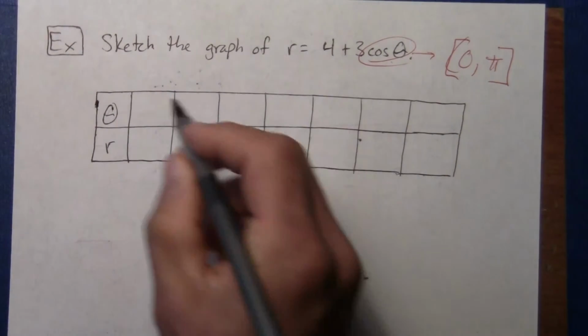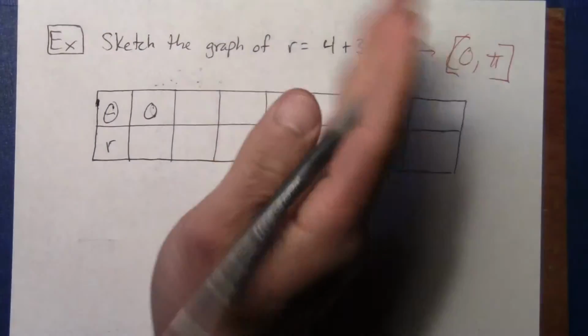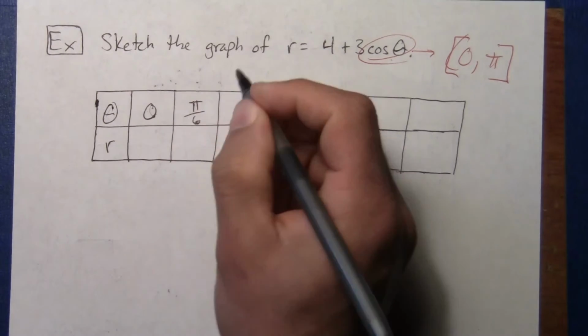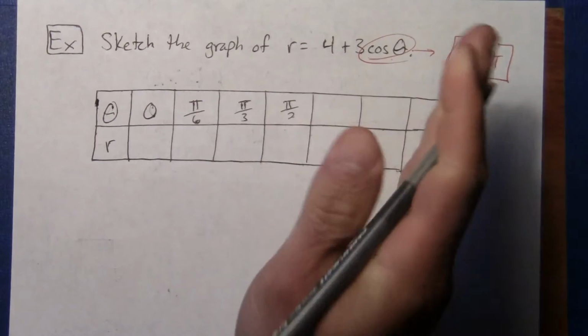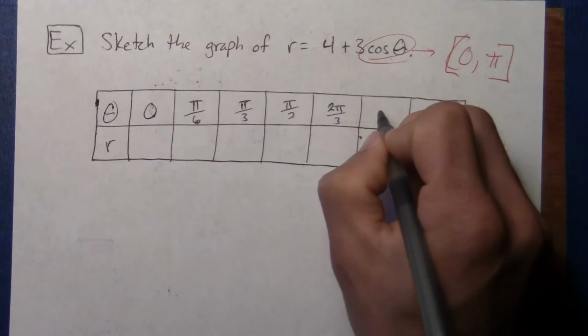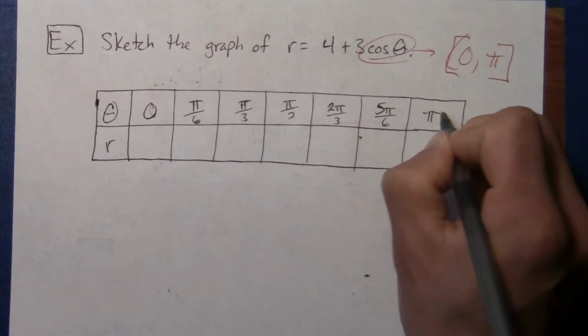Alright, and because it's cosine, we're going to go from 0 to pi. Again, I skipped the 45s, but start at 0. The next one I would see is 30 degrees, or pi over 6. The next one, if I skip the pi over 4, would be pi over 3. Then pi over 2. Then next would be 2 pi over 3. And then skipping the pi over 4 would be 5 pi over 6, and then eventually pi.